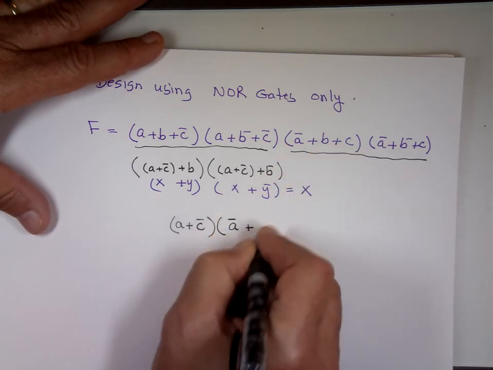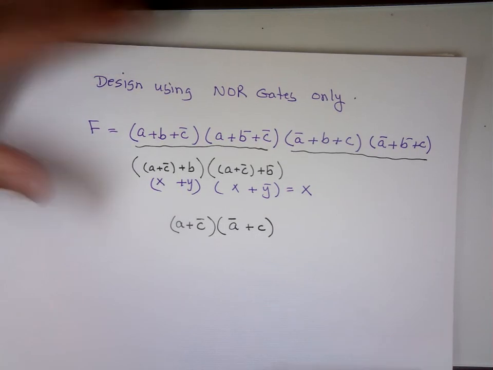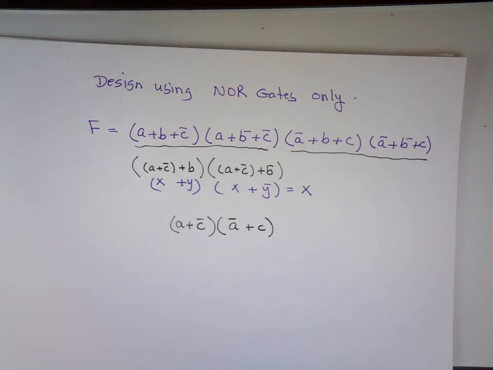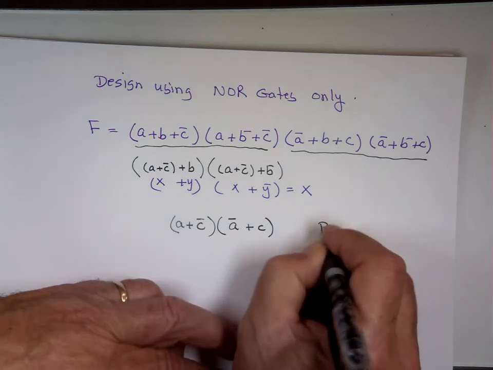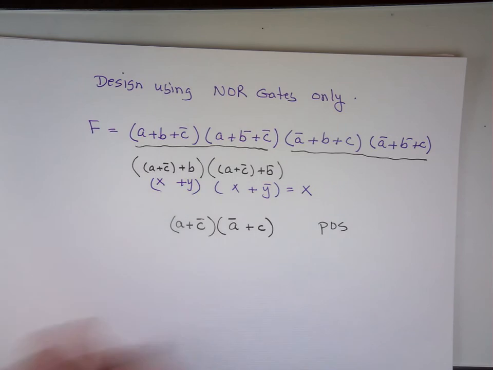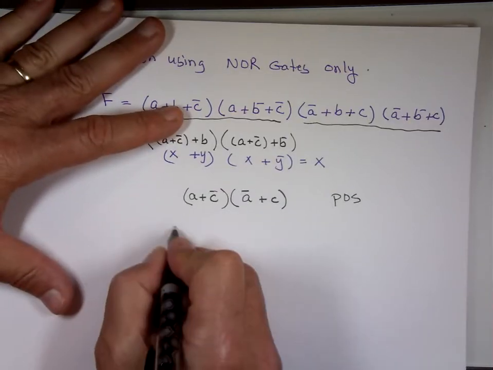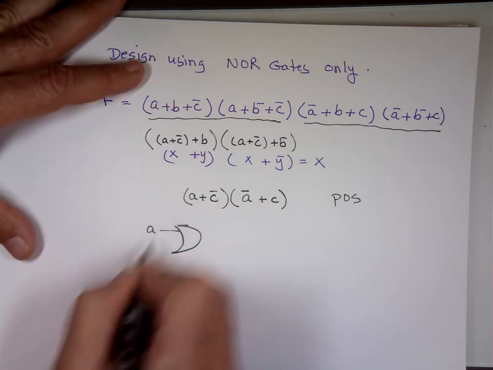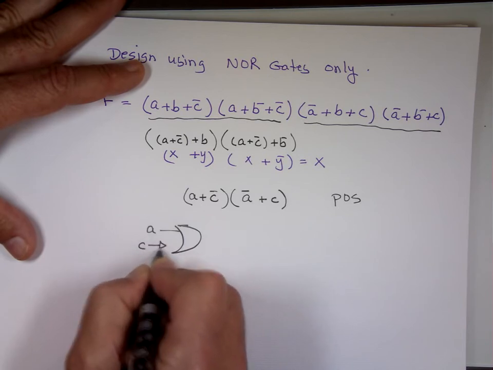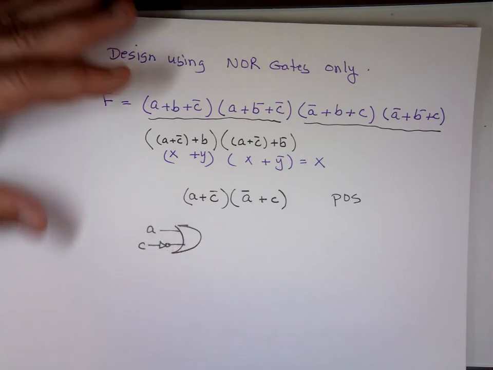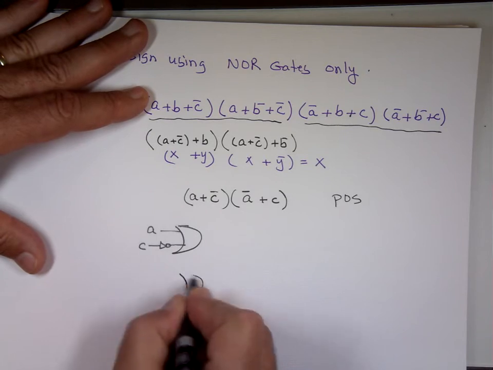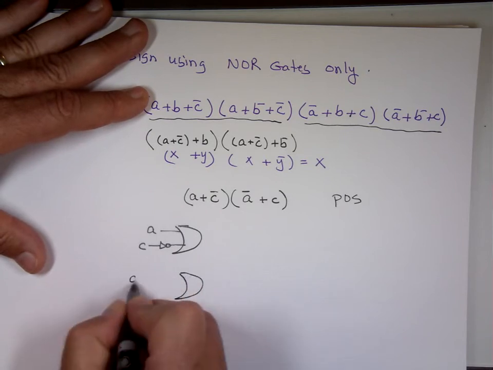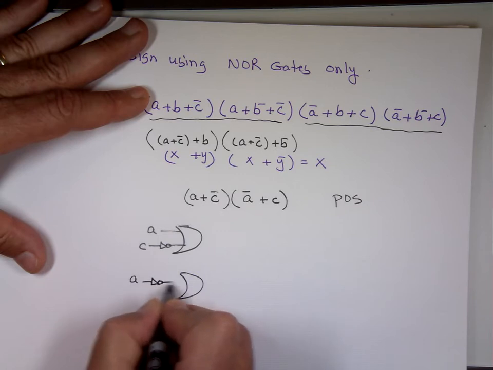You can't do anything with those two. Well, you can distribute that and do the algebra if you want, but you lose the product of sum. This is the product of sum, and I want it in that format because I want an OR gate. So right now I have an OR gate with one input being A, the other one C going through a NOT gate. The other OR gate has one input A going through a NOT gate, and the other one is C.